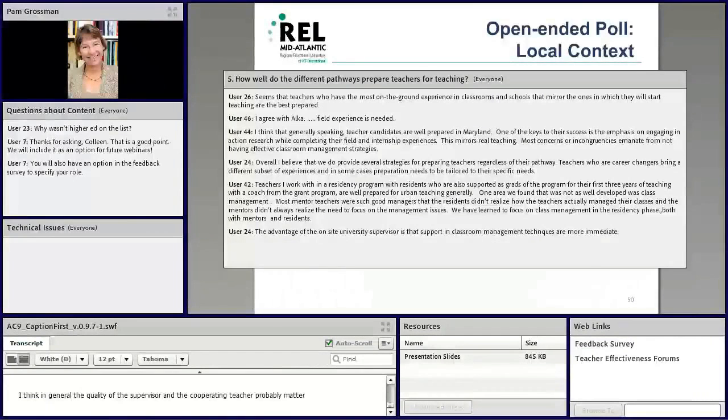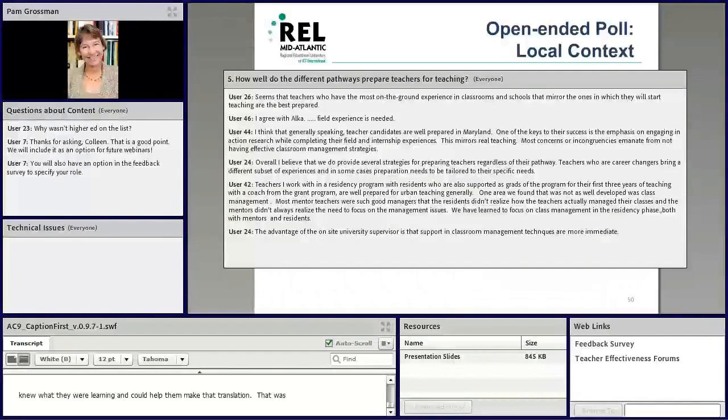So we did find that the extent to which the supervisors were visiting candidates on a regular basis, the more frequent actually was a better predictor, but also were well connected to the university program, so they knew what they were learning and could help them make that translation, was an important feature.